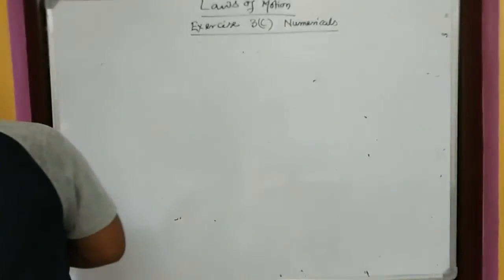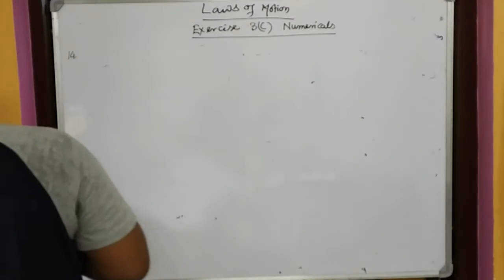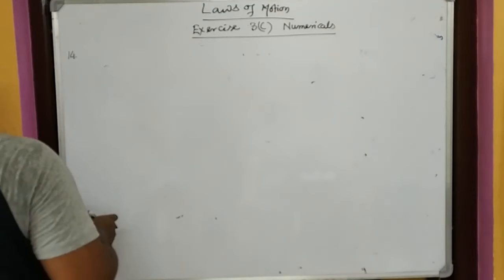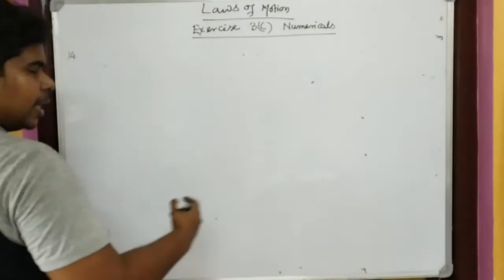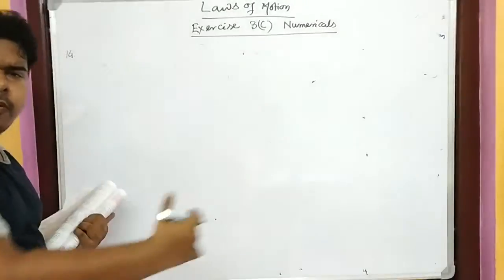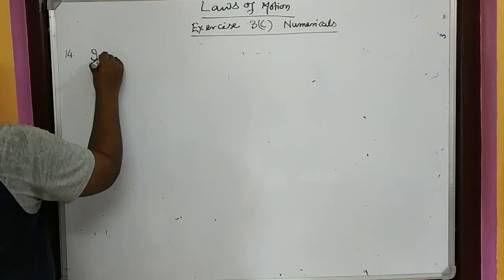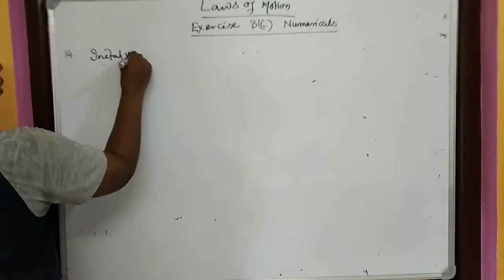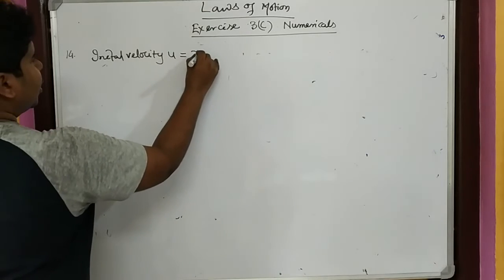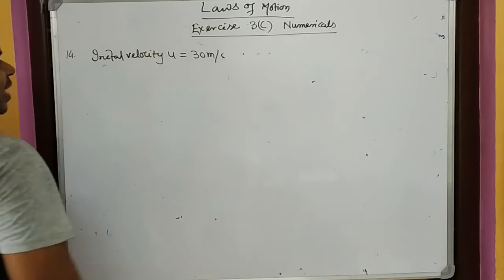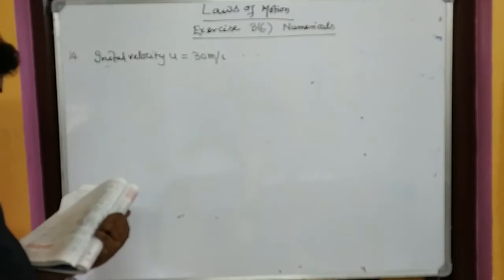Let's see. Question number 14. A car is moving with a uniform velocity of 30 meter per second. As the car is moving with uniform velocity, we can say that the initial velocity u equals 30 meter per second. Simple thing. Uniformly moving means that is its initial velocity.